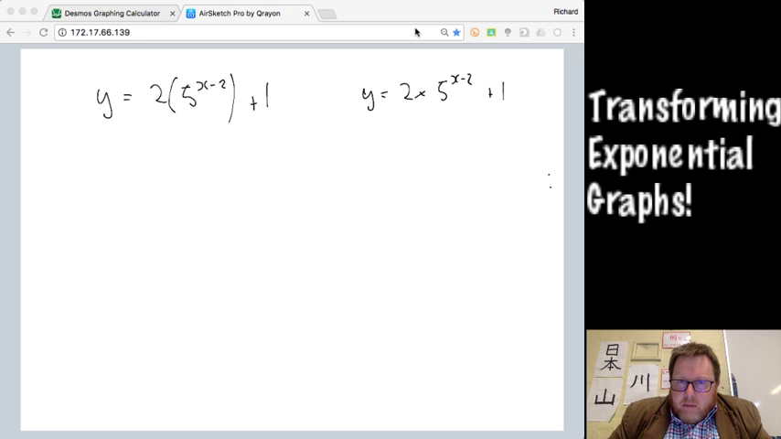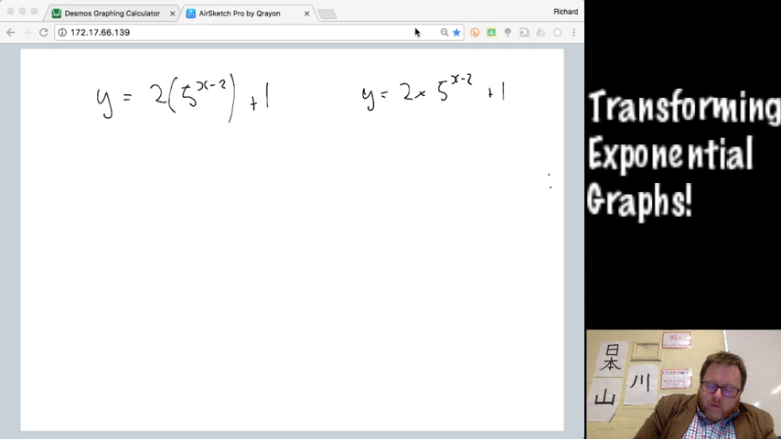So we can get a rough idea about what this is going to do. We know that this 2 is going to expand the values of y a little bit. It's not negative, so we're not reflecting the graph. It's going to be still in the top two quadrants. The x minus 2 will shift the graph horizontally. Remember, opposite to the sign, so it goes that way 2 units, and the plus 1 means it goes up 1 unit as well.